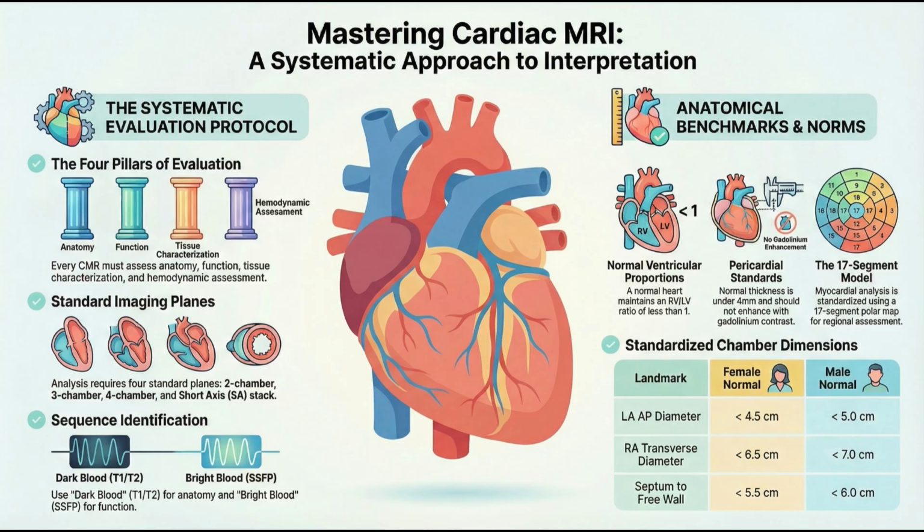Which connects directly to the third check, which I thought was fascinating, the septal bowing. This feels like a physics lesson disguised as anatomy. It really is. So the septum is the wall separating the left and right ventricles. Under normal conditions, the left ventricle is a really high pressure system. It has to pump blood to the entire body. The right ventricle is low pressure. It just has to pump next door to the lungs.